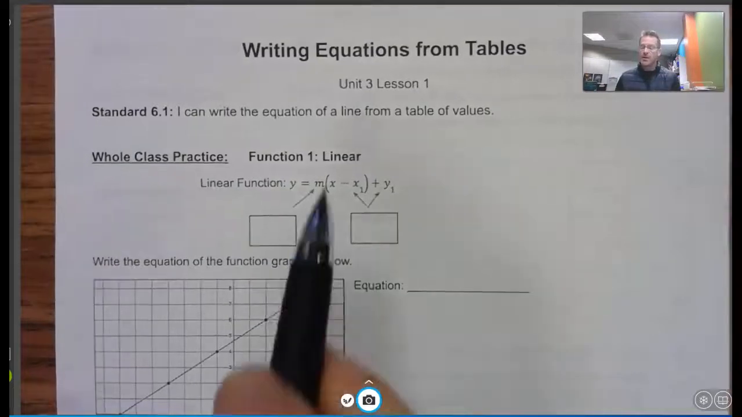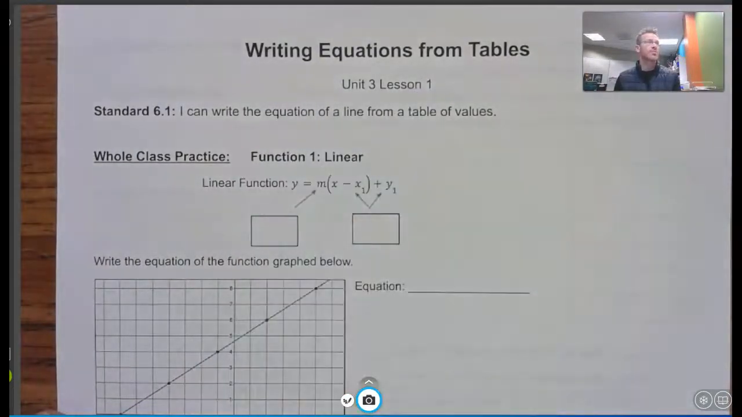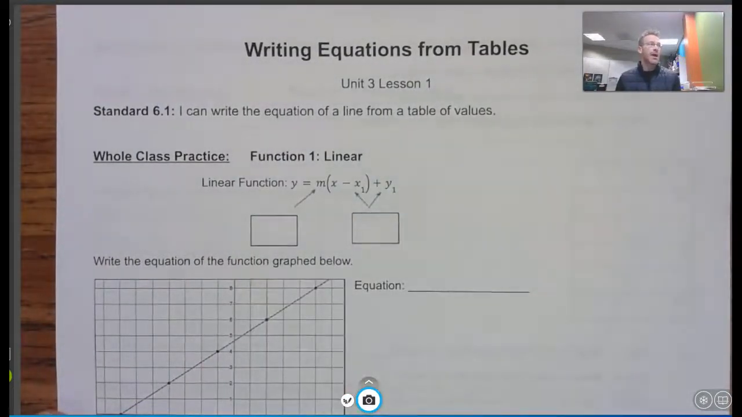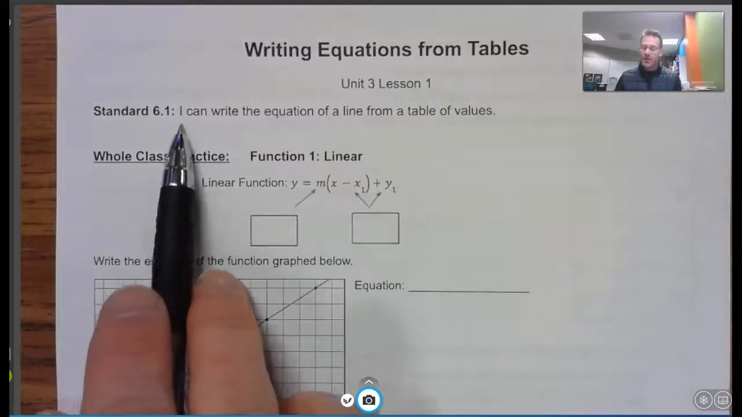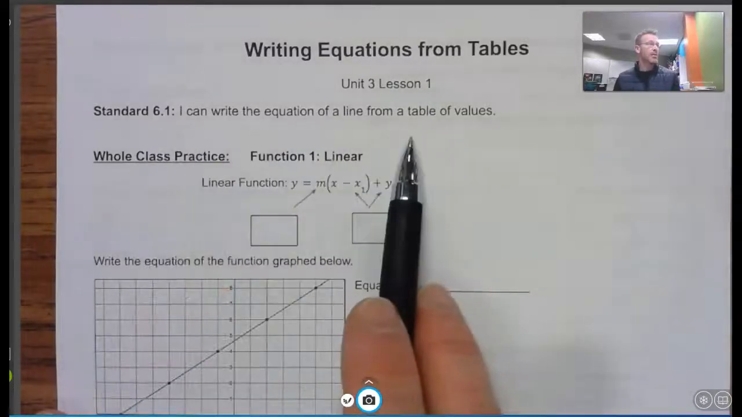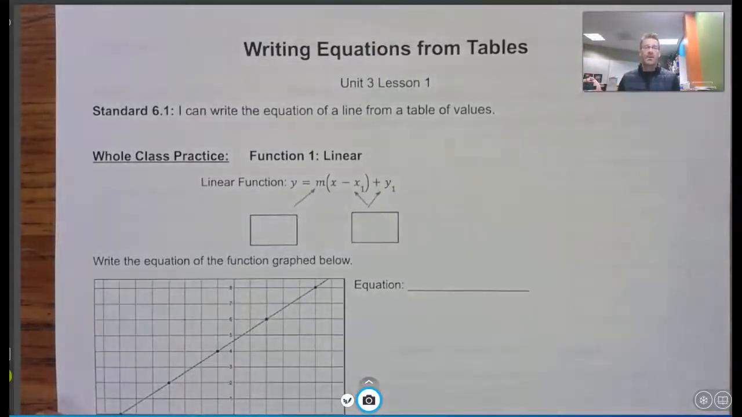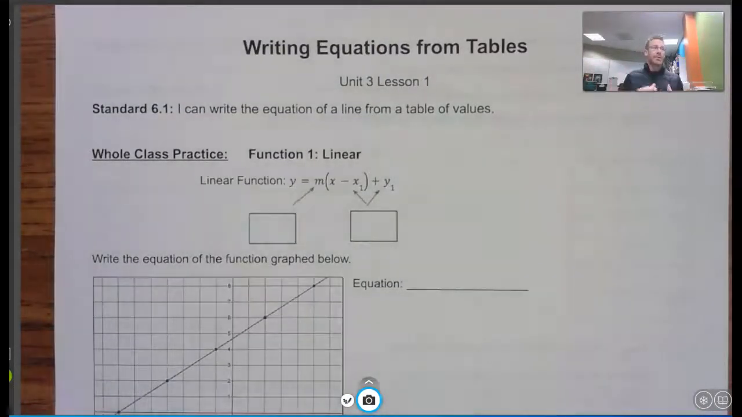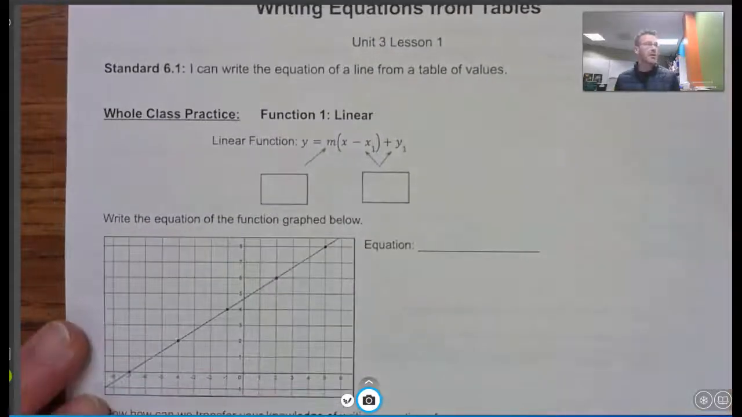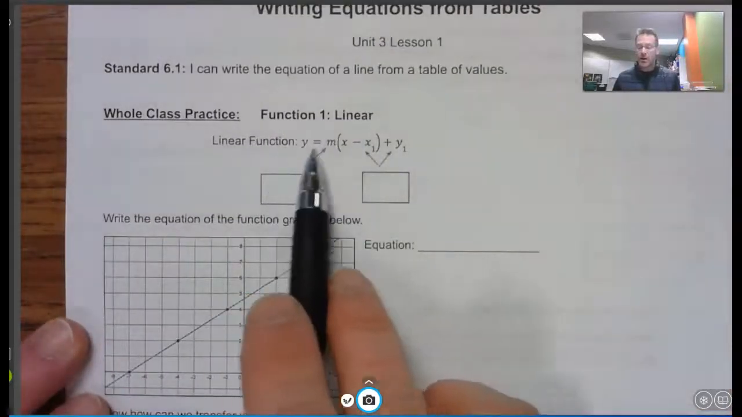All right, so you can see that we're going to start with our first lesson here, which is writing equations from tables. And we're going to focus on standard 6.1 first in this lesson. I can write the equation of a line from a table of values. All right, so let's do a little bit of review here. Let's look at our equation of a line here.